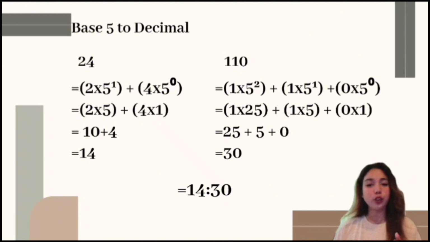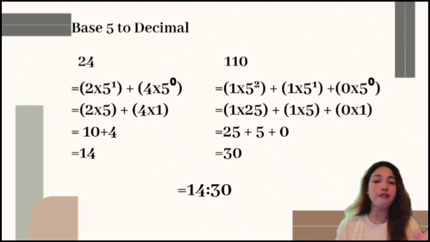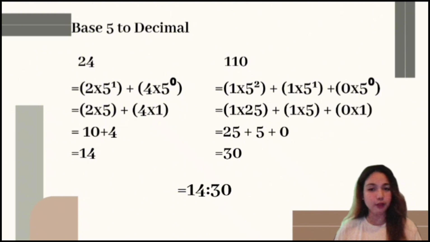Just like in the hours, we will have to use the expanded form by using 1 times 5 remainder 2 and 1 times 5 remainder 1 and 0 times 5 remainder 0. 1 times 5 remainder 2 is equals to 25. 1 times 5 remainder 1 is 1 times 5. And 0 times 5 remainder 0 will be 0 times 1.